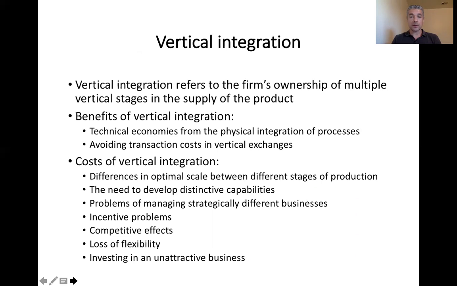So I said that companies have to manage the vertical scope, the product scope, and geographical scope. So vertical integration is the first of these three. And basically it refers to the firm's ownership of multiple vertical stages in the supply chain of the program. What does it mean precisely?